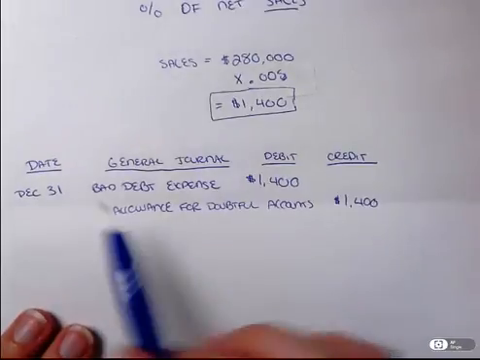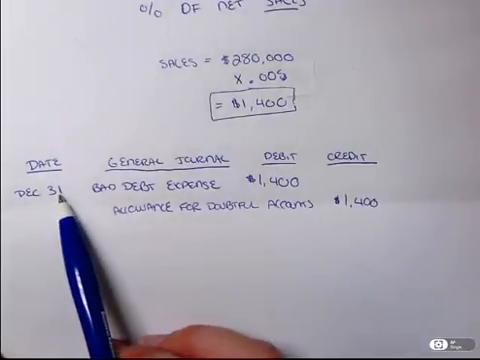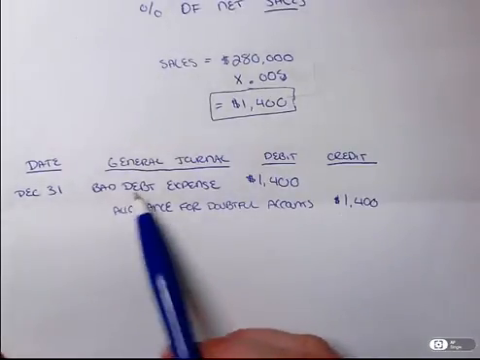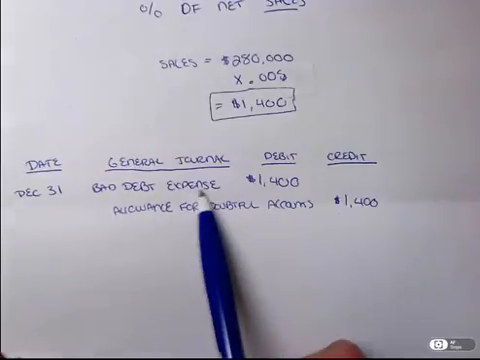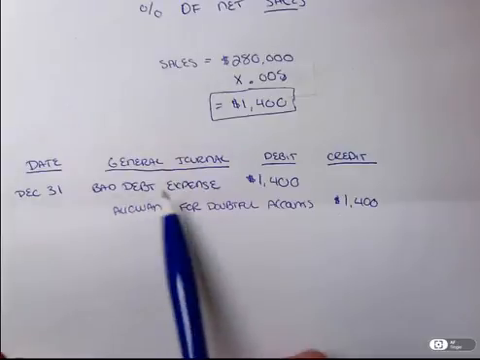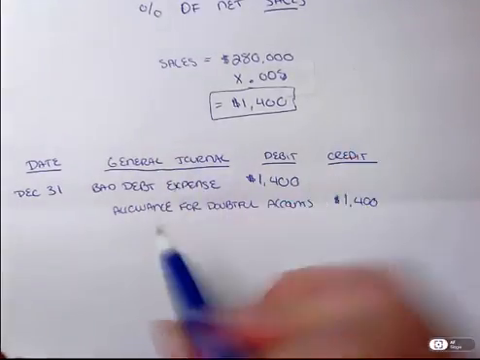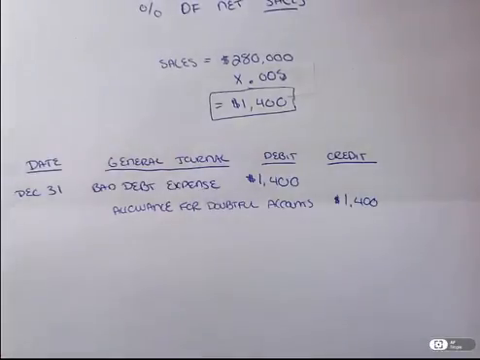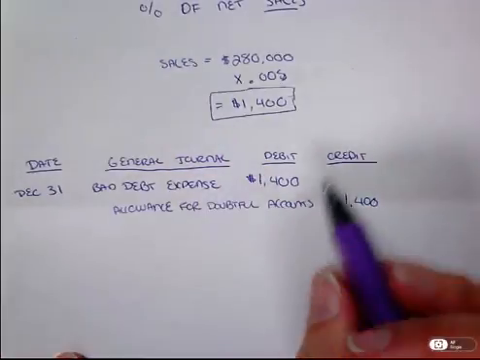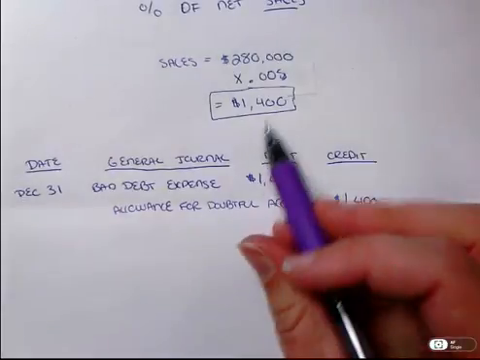All right, so this is the basic journal entry form. We have our date. This is a new type of account I want to introduce you to called the bad debt expense. If you haven't read the textbook yet, then this is new. If you have, then great, you know what that is. But bad debt expense is the expense for those accounts that are uncollectible. And that'll be $1,400, what we solved for.